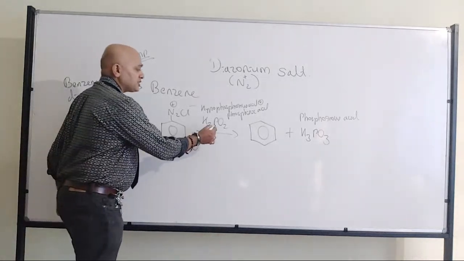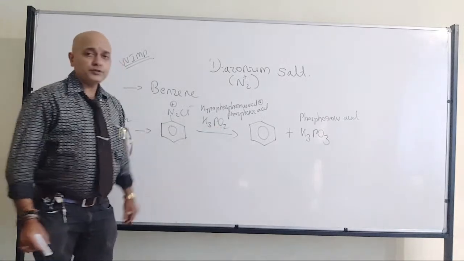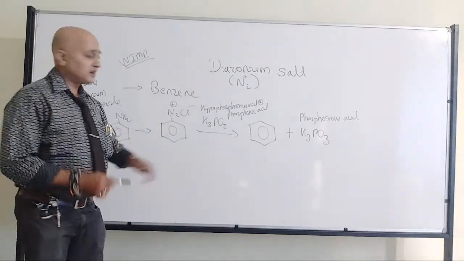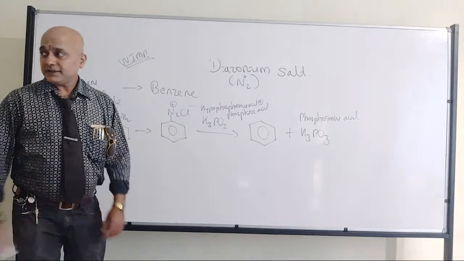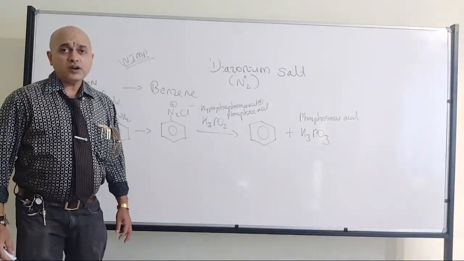What is the oxidation state of phosphorus here? Oxygen is 2 minus, 4. Right? Here 3. So it will be the phosphorus oxidation state.